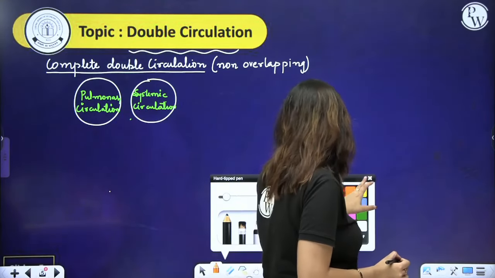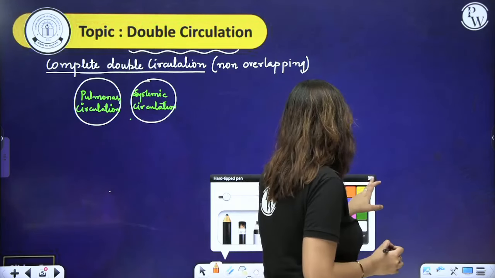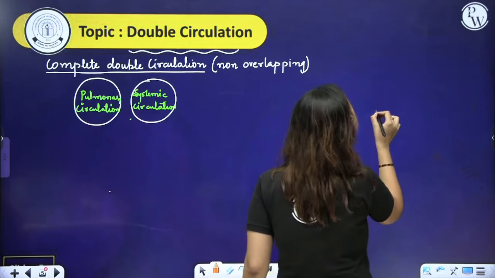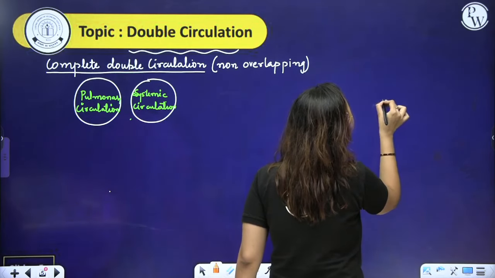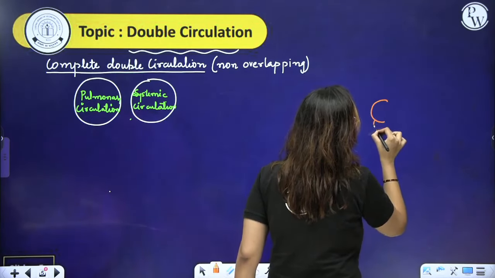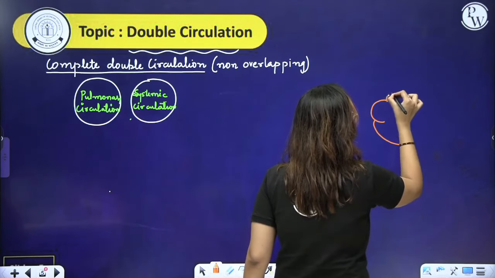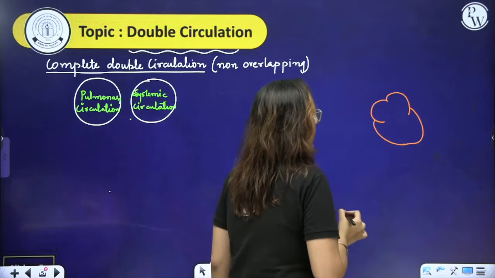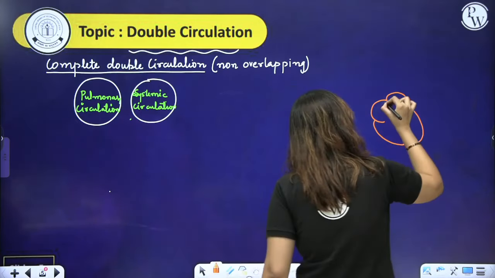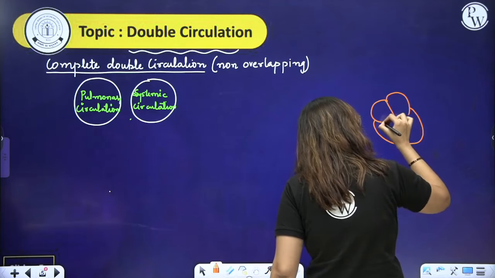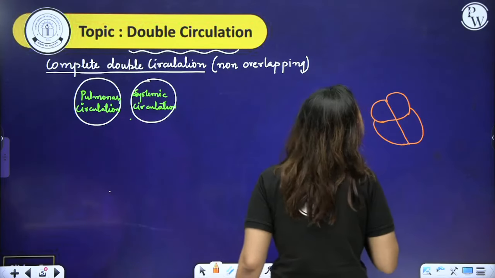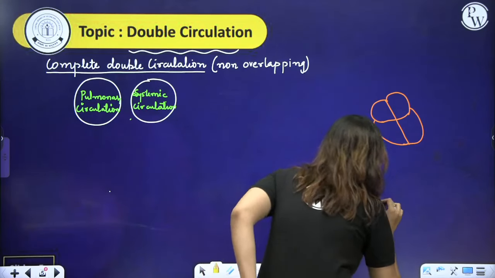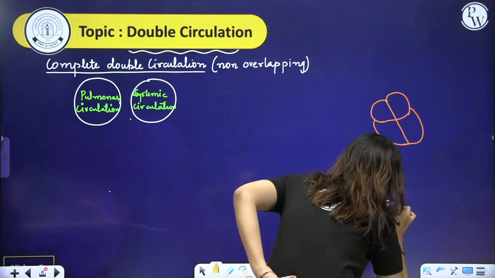Let's have a look. So, look at this. Here I am making this. This is how our heart looks. Clear? I'm just making a rough diagram of the heart. These are the atria and the ventricles. This is how they are divided. Now, first thing is we have body tissues over here.